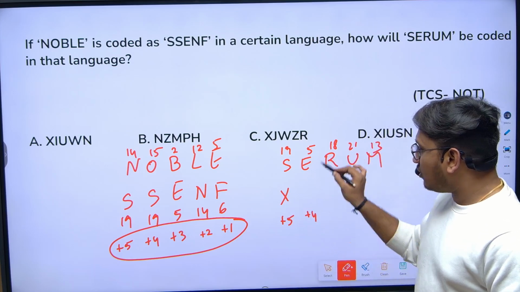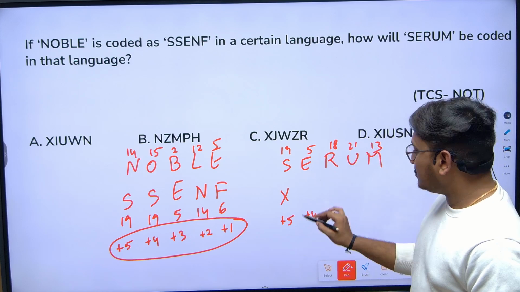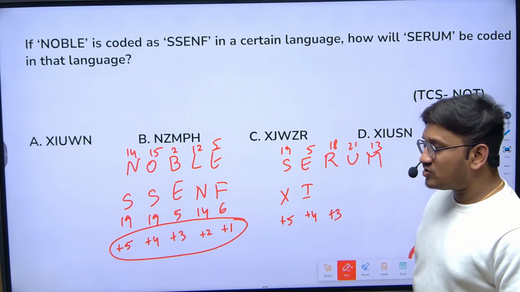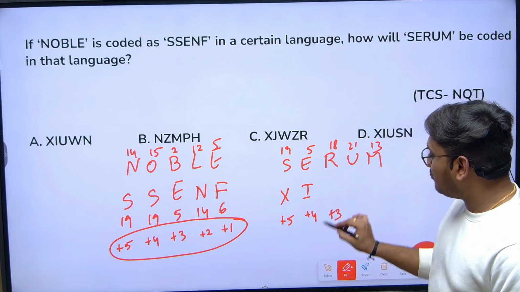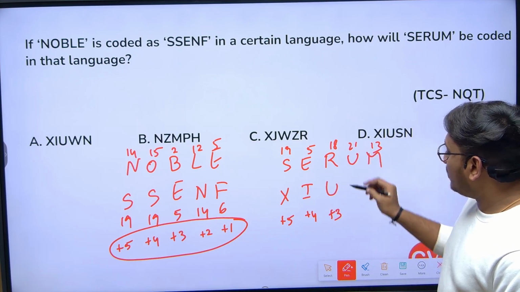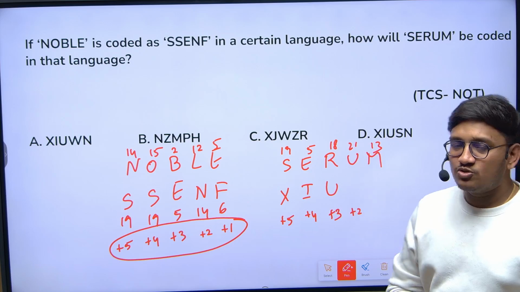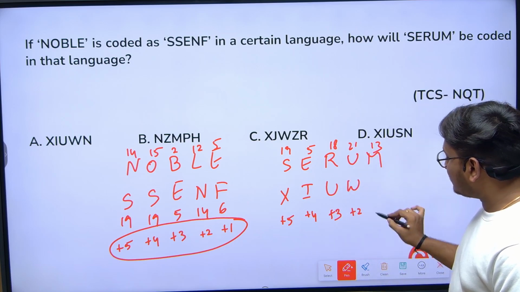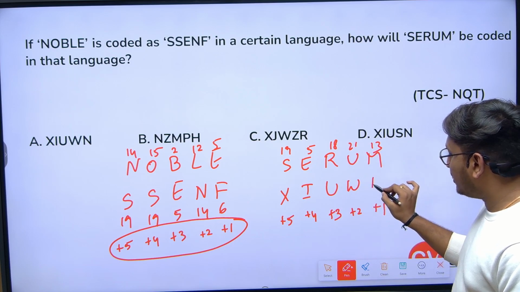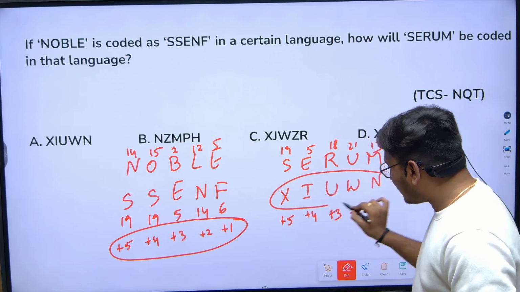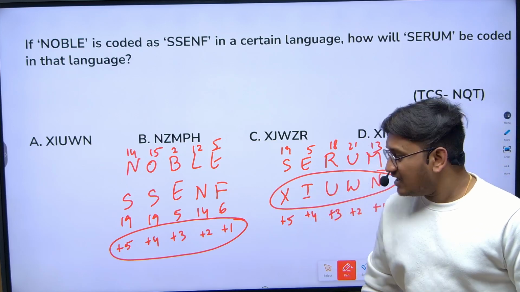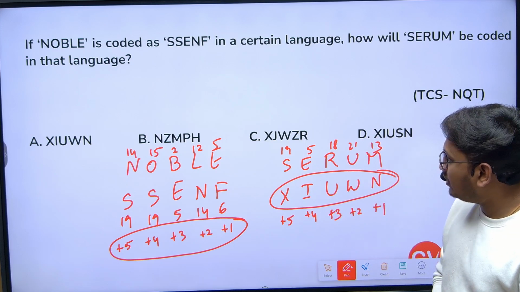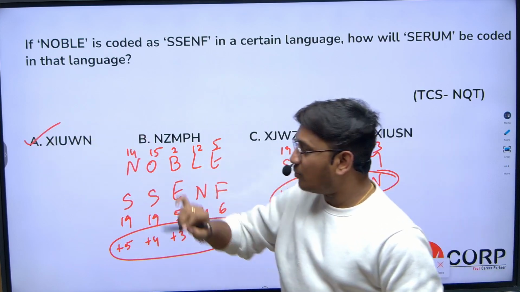Okay. Next 5. 5 plus 4. What is 5 plus 4? 9. 9 means I. Next 18. 18 plus 3 is 21. So 21 means U. Next 21 plus 2 is 23. 23 is W. Next, 13. 13 plus 1 is 14. 14 means N. So our answer is XIUWN. Is there option XIUWN? Yes, it is in option A.